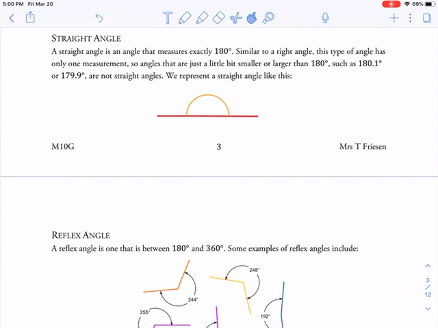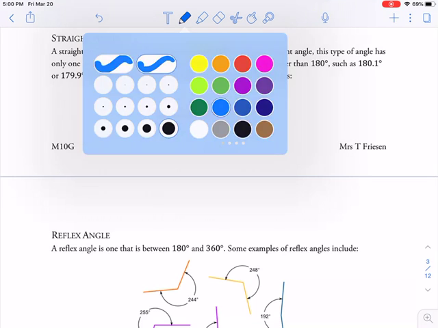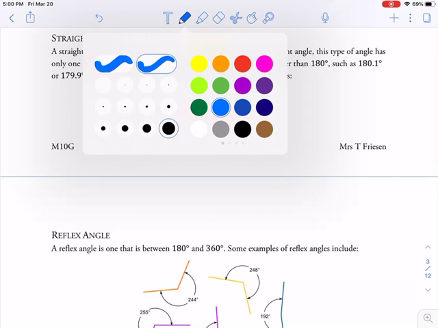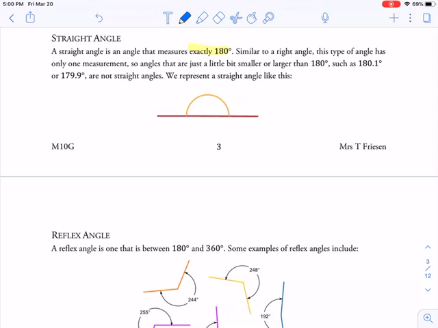Okay, next one, straight angle. This one is very easy because it's exactly 180 and it will always look like this. It is worth noting that in the case of a straight angle, we could have also put the marking for the angle on this side. We could have put the half circle there, because in the case of a straight angle, either side of a flat line would be 180 degrees because it's exactly flat. So we can highlight the top side or the bottom side, it doesn't matter.